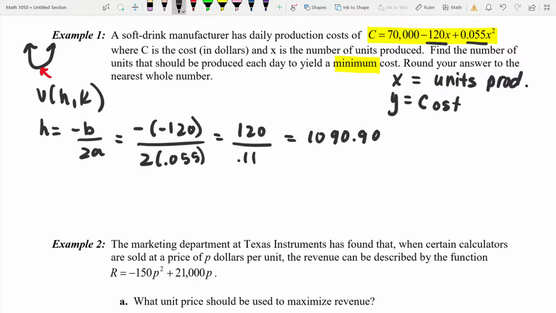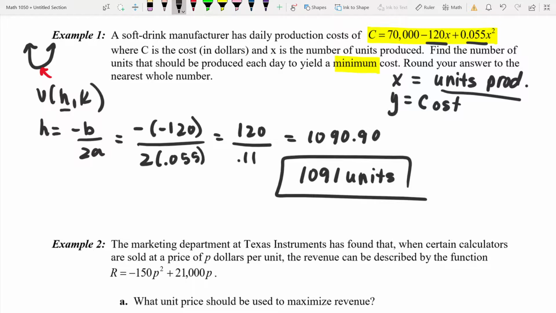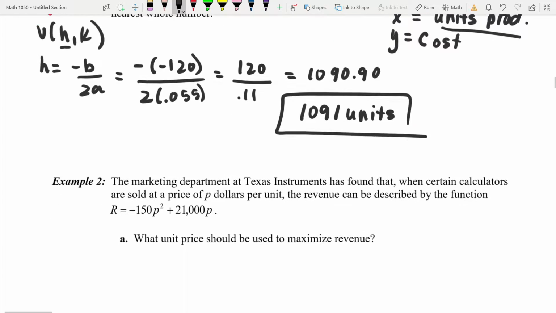Okay, now stop for just a second and let's think about what that stands for. It's the x coordinate of the vertex. What does the x stand for? Units produced. What did they ask me for? Find the number of units that should be produced. So that's my answer. They asked me to round it to the nearest whole, so my answer is 1091 units. And that's my answer. If you don't have the word units on your answer, you're going to lose points. It's part of the answer. You have to stop and think about what it stands for. That's all you have to do. Literally, we're done.